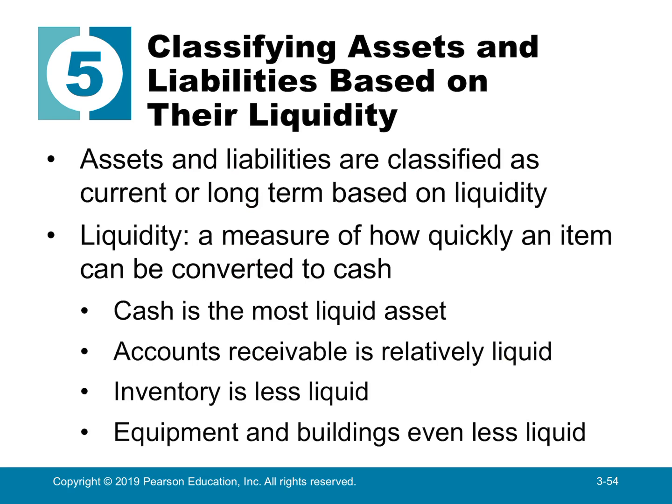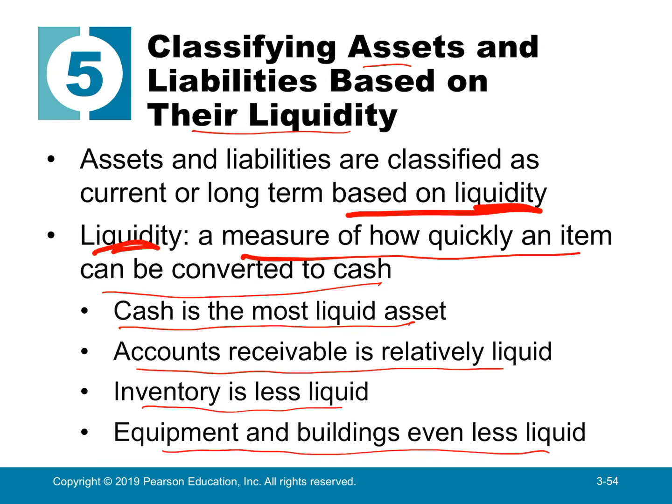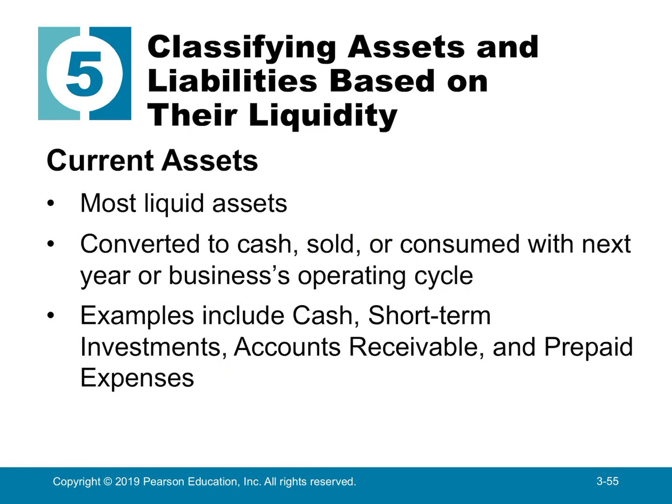We talked about this a little bit already in class, but here's another discussion around assets and liabilities based on liquidity, right? So we list assets and liabilities or classify them based on liquidity, right? And again, the definition of liquidity is a measure of how quickly an item can be converted to cash, right? So cash is obviously the most liquid. Accounts receivable is generally next. It's quite liquid. Inventory is a little less liquid, but more so than things like equipment and buildings, right? Those are even less liquid, much harder to turn into cash quickly.